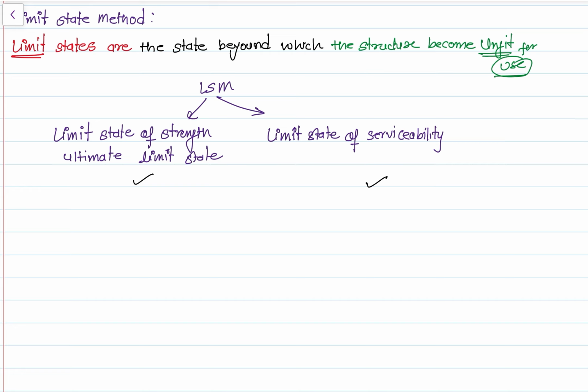In the next lecture, I am again going to explain the limit state, what the strength and serviceability include, and then I will explain factored load, factored strength, and design partial safety factors, and then we'll start jumping to the numericals.